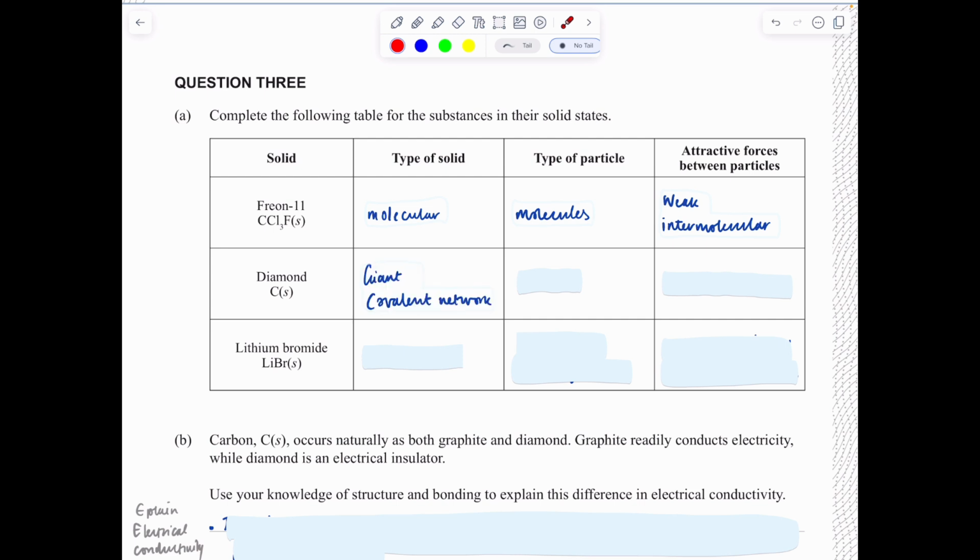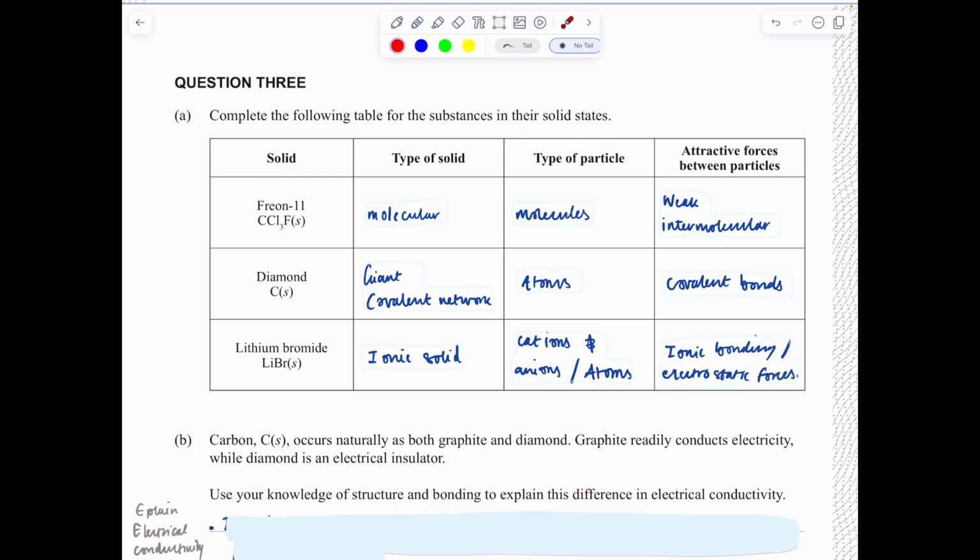Diamond is a giant covalent network or a 3D covalent network. The type of particles it's made out of are atoms. The attractive forces are covalent bonds. Lithium bromide is an ionic solid because it's made out of a metal and a non-metal, okay? The type of particles are cations and anions, and the attractive forces between them are ionic bonding, which is possible due to the electrostatic forces between the cations and the anions.